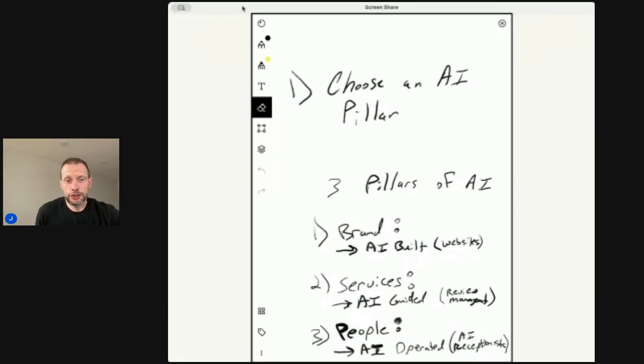The next piece is services. Again, nothing to memorize, it just helps frame the kind of things in these categories. Services is typically AI guided, for example, review management. It's not necessarily doing the exact work. There's still a little bit of work that I'm typically doing, but AI is guiding most of it. We've shown the review management funnel that you all have access to, that is AI built and AI run.